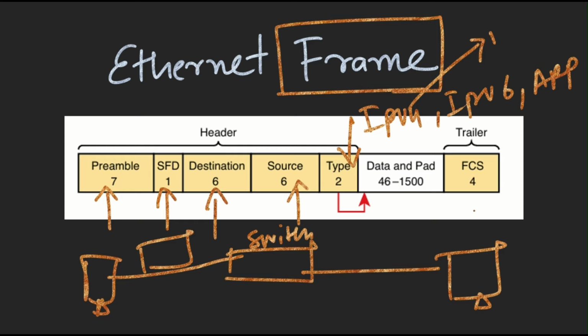And this is FCS. This is some sort of error checking. If your frame from this end to this end is received correctly, or is there any problem with your frame, is there any errors. So these things are checked using FCS. Okay.